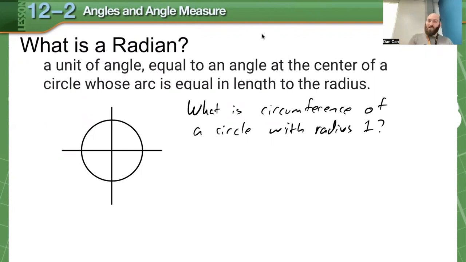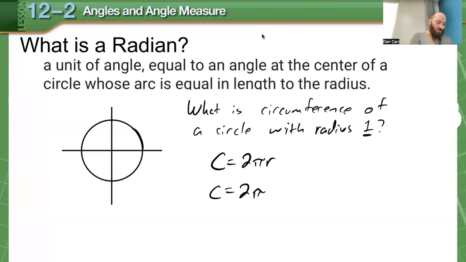What is the circumference of a circle with a radius of 1? So circumference is 2 times pi times r. So if I have a radius of 1, then that's just going to be 2 times pi. Okay, so the circumference of a circle with a radius of 1 is just 2 pi. That's a basic idea of what is representing our radian.